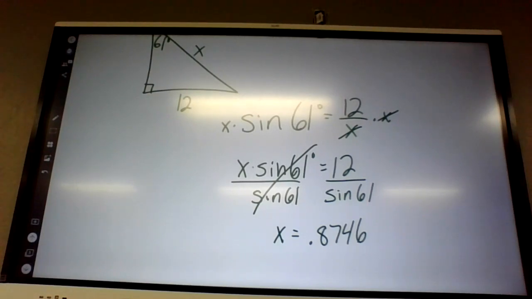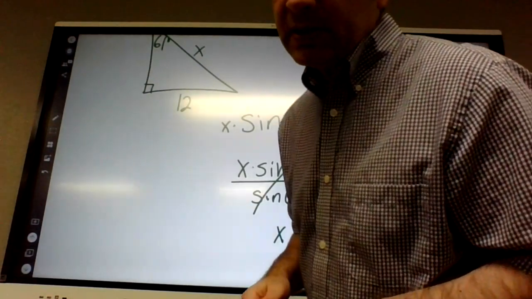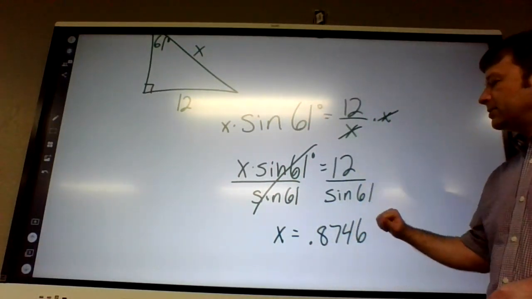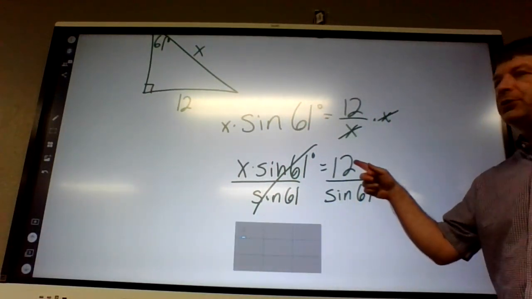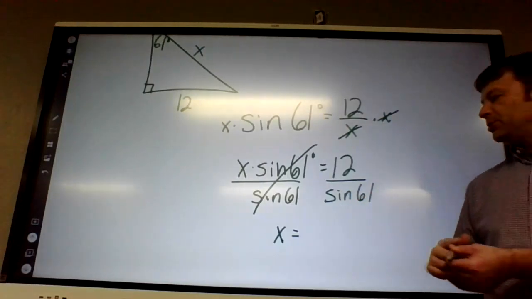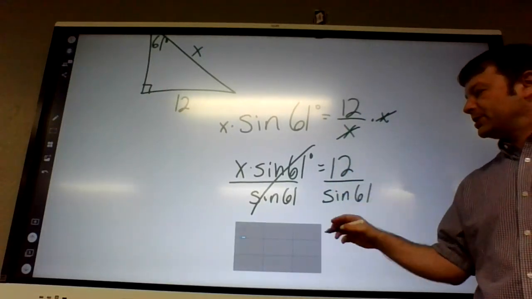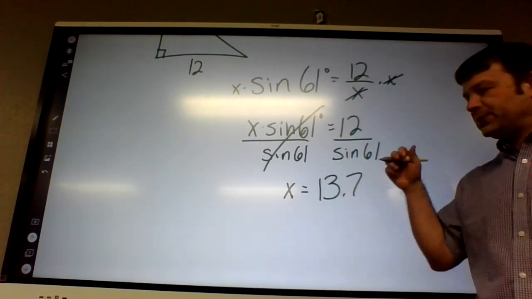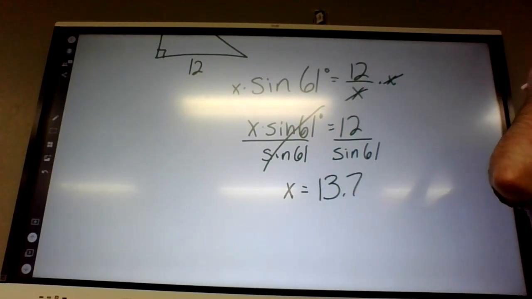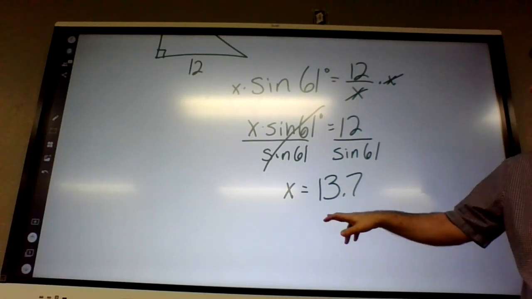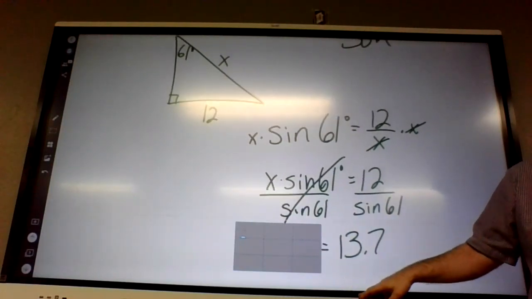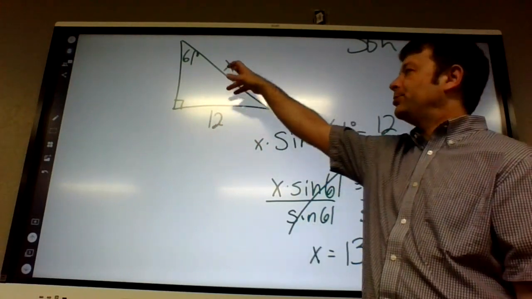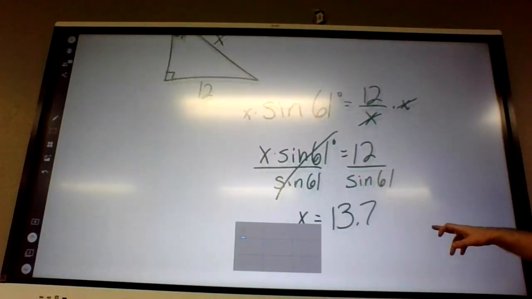13.7. Oh, does it say the tens place? Yeah. Okay. For the final answer, right? Oh, yeah. Okay. So 13.7. You could plug this all in at once. You don't have to plug in sine of 61 by itself. Okay, 13.7. Your answer should make sense in the triangle. Like the hypotenuse should be a bit bigger than the legs, right? So 13.7 seems reasonable.